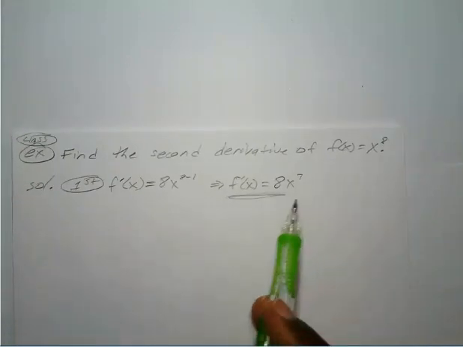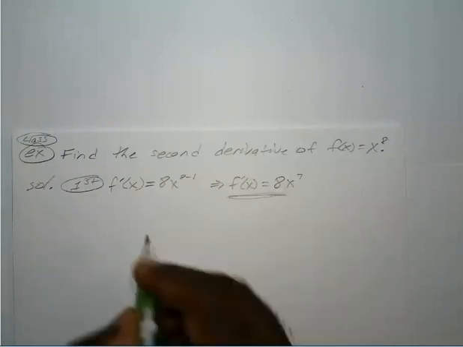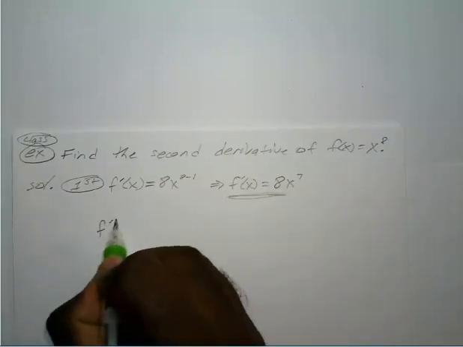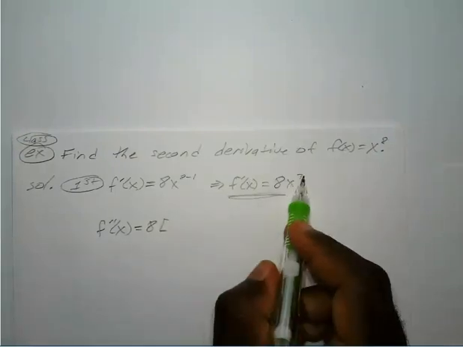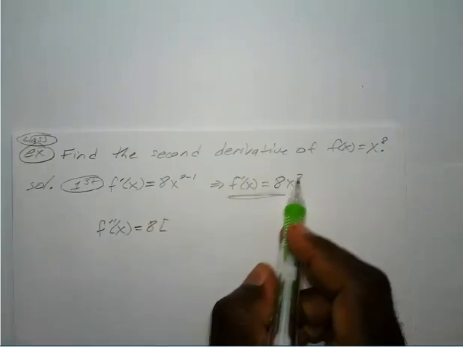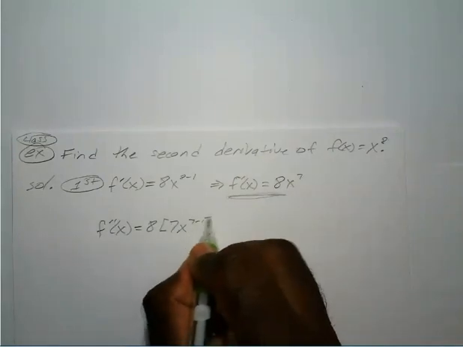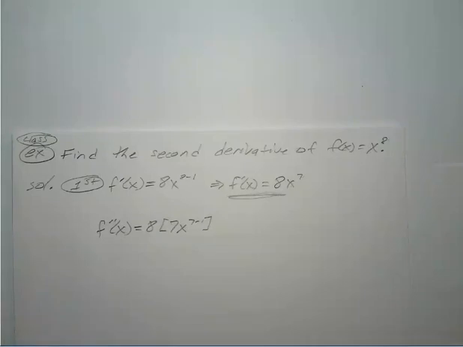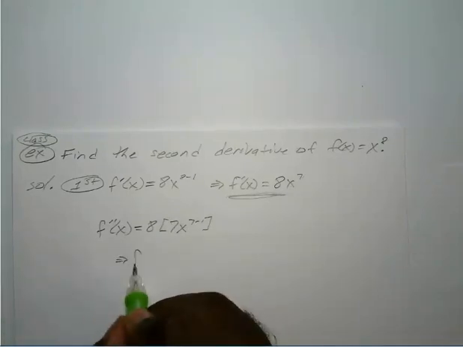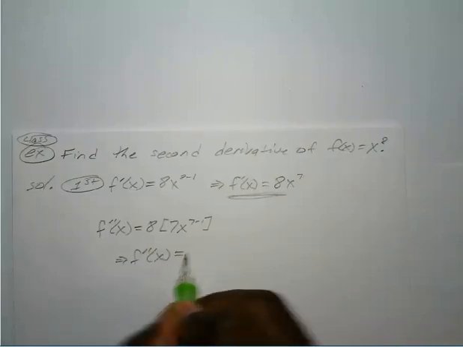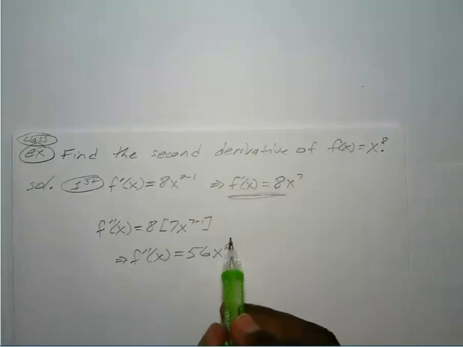Now we just apply the derivative to that again. If you wanted to, you can just go right ahead and bring down the 7. So your second derivative is equal to 8 times the derivative of x to the 7th power. So you bring down the 7, 7x to the 7 minus 1 power. That gives you a second derivative of 56x to the 6th power.